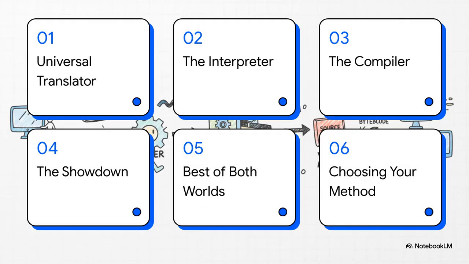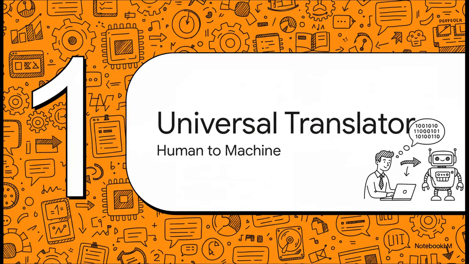All right, here's the game plan for this explainer. We're going to start with why we even need a translator in the first place. Then we'll meet the two main players, the interpreter and the compiler. We'll put them head to head, see how modern systems are getting the best of both, and finally, figure out how you choose the right one for what you're building. So, let's start at the very beginning.